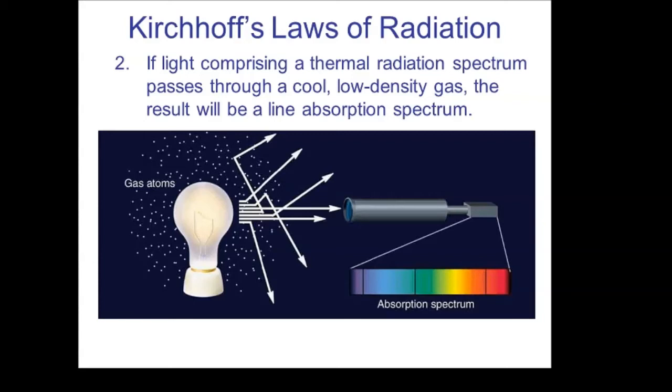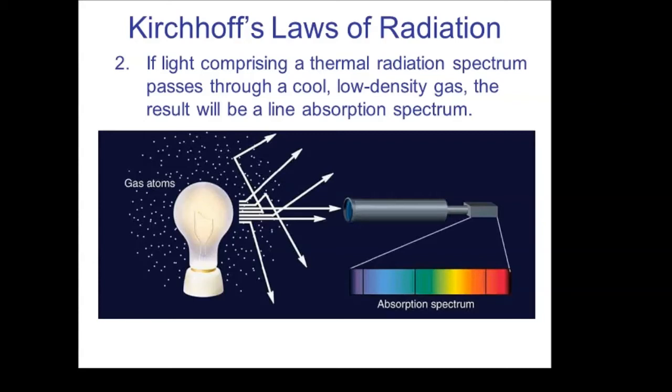It says that when light from a thermal radiation spectrum passes through a cool, low density gas, the result will be a line absorption spectrum. To illustrate this, we have our light bulb from the last example, but let's surround that light bulb with a gas. In this example, we'll use hydrogen gas. If you look at the light bulb through the gas, what you will see is a rainbow of colors, but there will be certain dark lines. The dark lines are absorption lines, and they come from the gas picking out wavelengths of light that it happens to like, because it works with the electrons in the atom. And the result is this absorption spectrum.